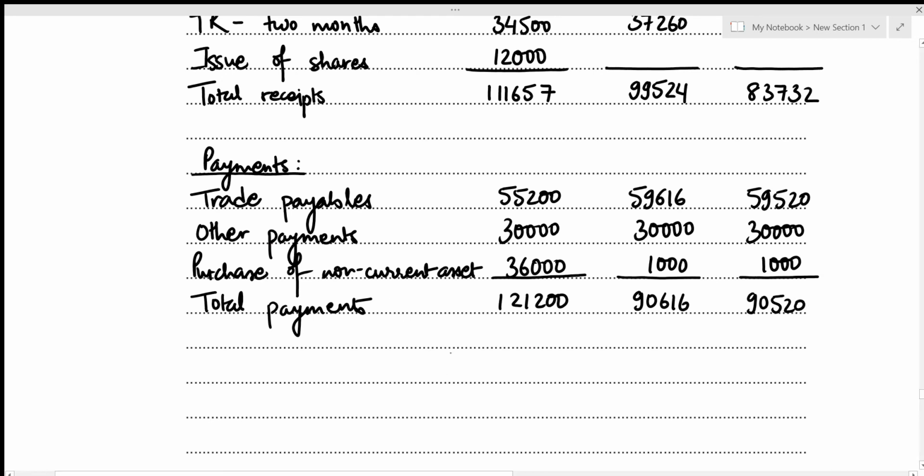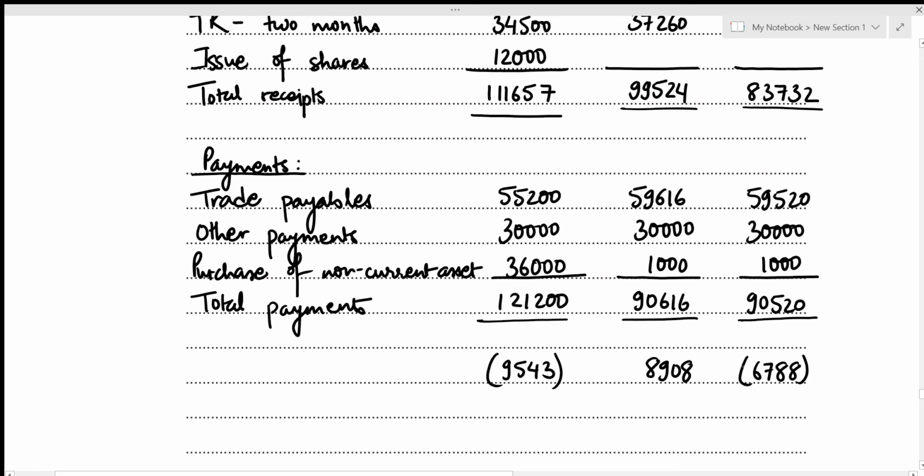Now we will figure out the net receipts, which is just the difference between the total receipts and total payments. So for the month of March, that is just going to be 111,657 minus 121,200, which gives us the negative balance of 9,543. Since this is a negative balance, we record it in a bracket. We repeat the same process for the month of April and May. For April, that's going to be 99,524 minus 90,616, which results in a positive balance of 8,908. Then for the month of May, that's going to be 83,732 minus 90,520, which results in a negative balance of 6,788.